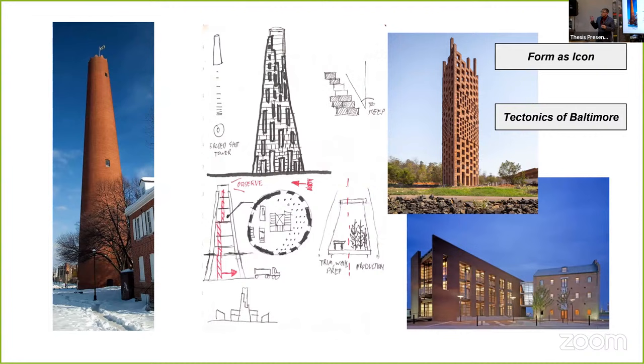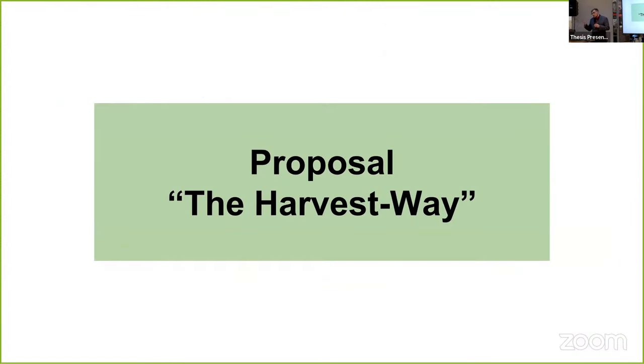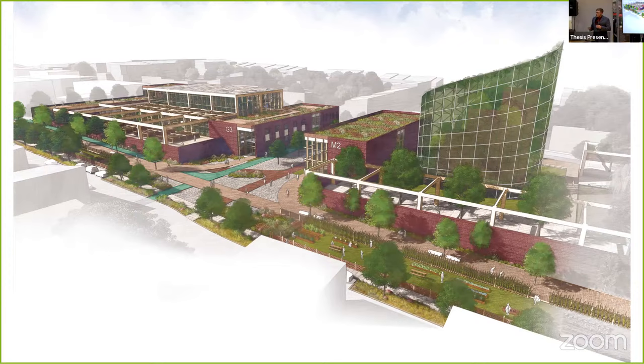So looking at what the tectonics of Baltimore really are. The Phoenix Shot Tower is an icon of Northwest Baltimore. And it is also known that Baltimore is known for these very brick-faced buildings. So what we're going to look at is my attempt to grapple with a lot of these systemic issues. And also we're going to see the amenities you can embed within infrastructure rather than having infrastructure separate from amenity. So this is the Harvest Way. This is a portion of the Harvest Way.